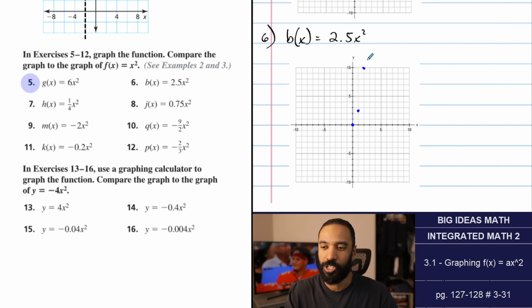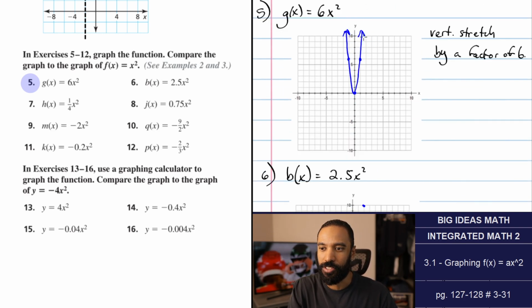And by the way, I should have done this on the other graph. Mention the axis of symmetry. This guy right here. These all have an axis of symmetry on the y-axis.